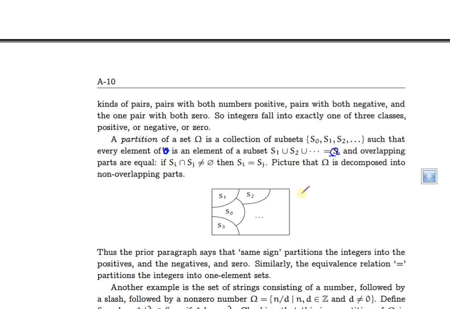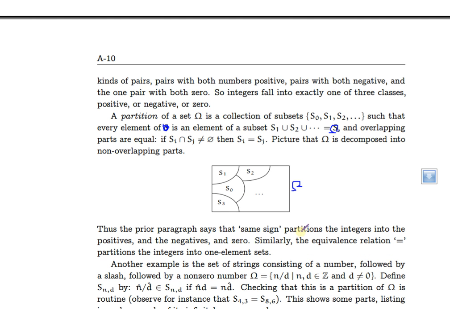Okay. So here's a picture of omega. The words here are a little confusing, but just remember the picture. This entire set is the set omega, and it's divided up into disjoint sets that comprise the entire set. So that's a partition. In the prior paragraph, the same sign partitioned the integers into positives, negatives, and 0. The equality relation partitions the integers into one element sets.